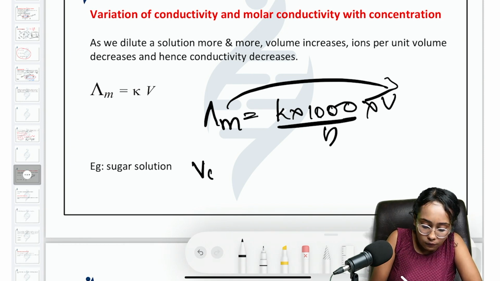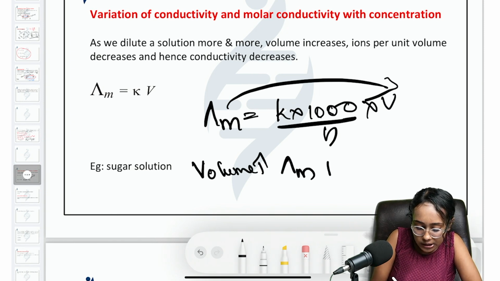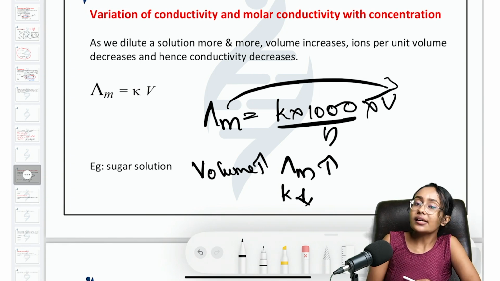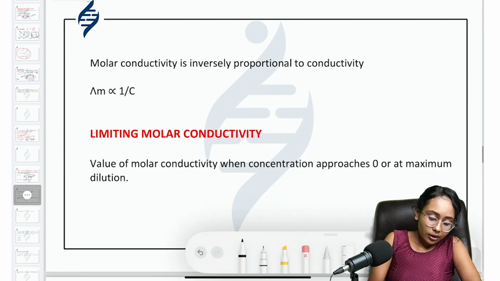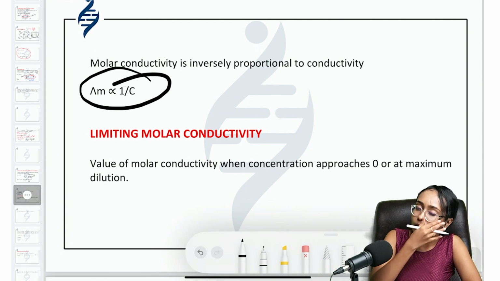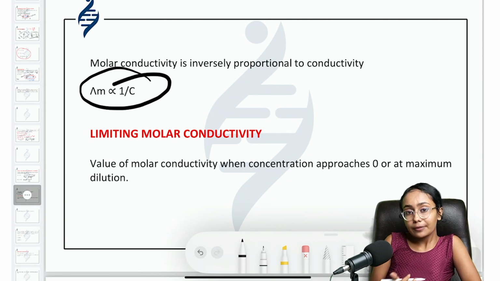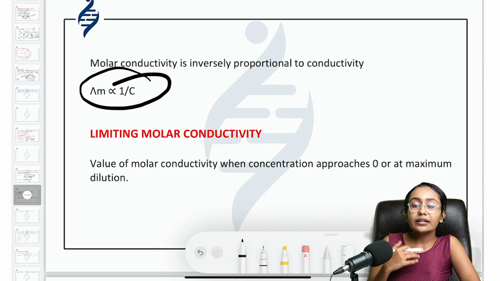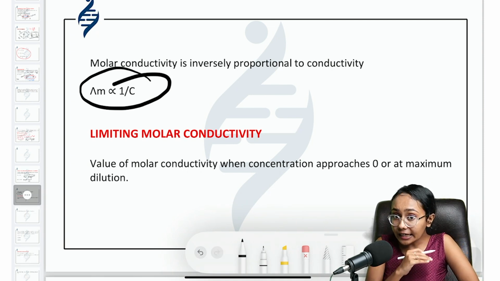So as volume increases, molar conductivity increases, but conductivity K decreases, because the molar conductivity is inversely proportional to concentration. As volume increases, concentration decreases, conductivity decreases, but molar conductivity increases.